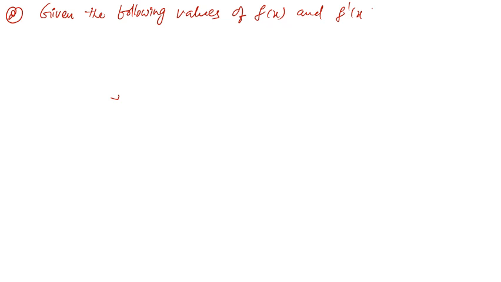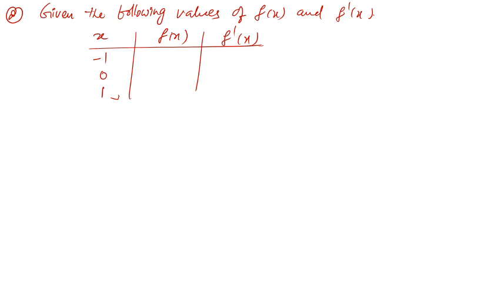Now let us solve one problem based on Hermite interpolation. Given the following values of f of x and f dash of x. What is the data? The x, f of x, f dash of x data is given. Minus 1, 0, 1 are the x values. F of x values are 1, 1, 3. F dash of x values are minus 5, 1, 7.